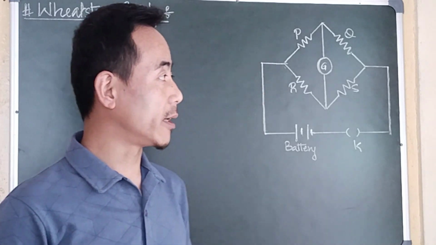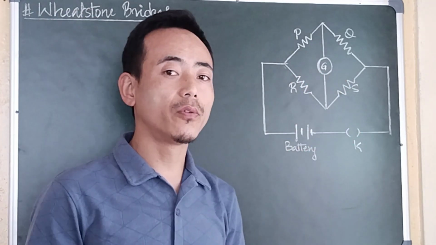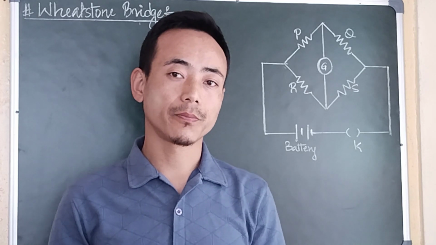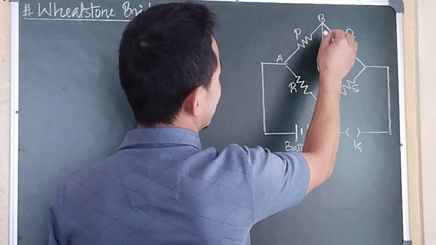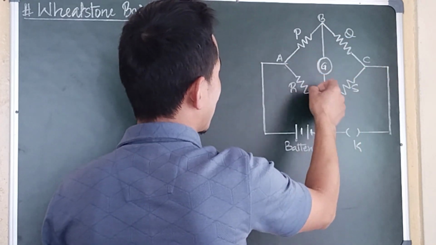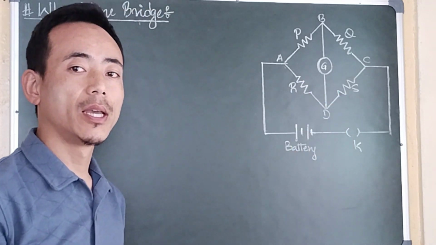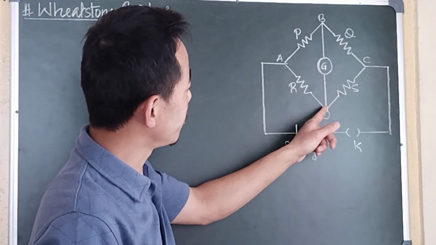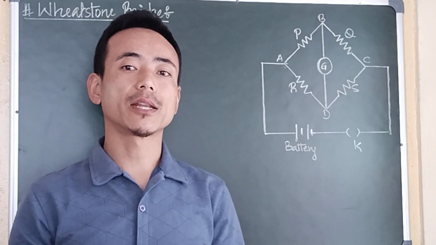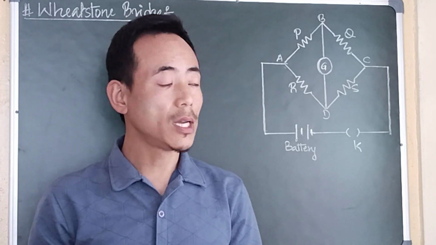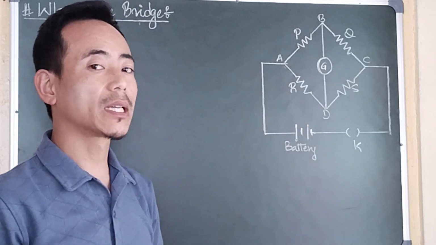As you can see in the circuit diagram, we have four resistances P, Q, R and S in four different arms of the Wheatstone bridge. Resistance P is in the arm AB, Q is in the arm BC, and R and S are in the arms AD and CD respectively. Between these two junctions, that is the points B and D, we have a galvanometer. A galvanometer is a device which can measure a small current, right? From the points A and C, we have connected a battery and a key.